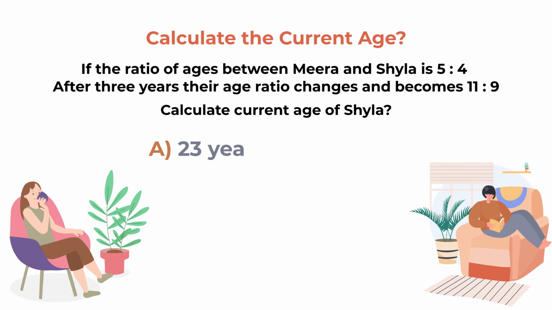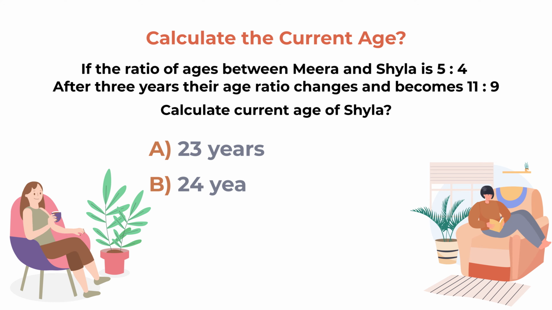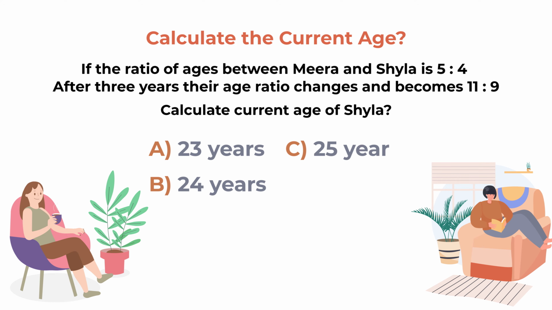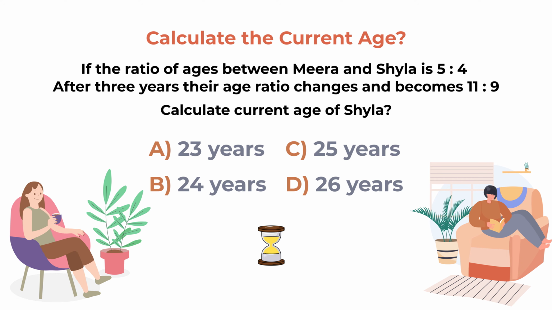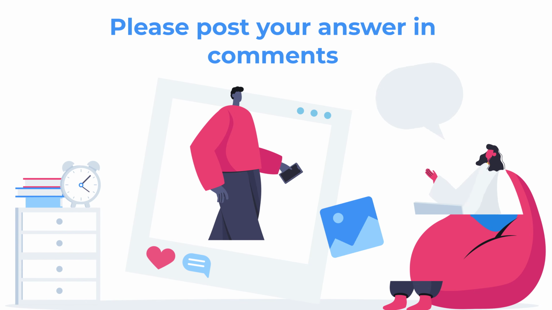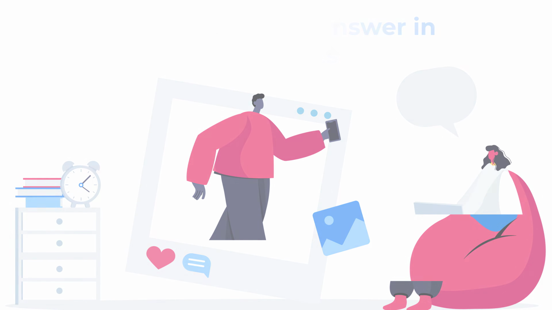Choice A, 23 years. Choice B, 24 years. Choice C, 25 years. And choice D, 26 years. Give yourself a little bit of time, maybe pause this video to see if you can come up with the solution on your own. Ready or not, I am going to share with you my solution. But if you have a better way to solve it, please make sure to share it in comments.